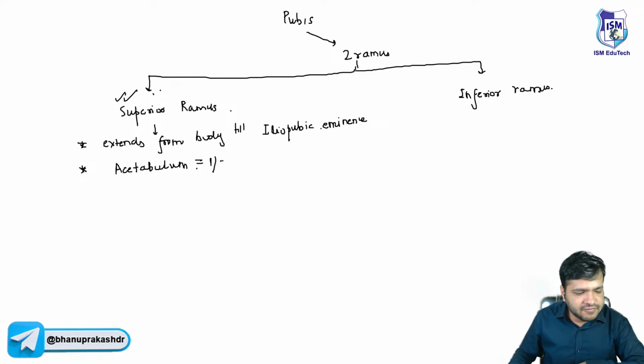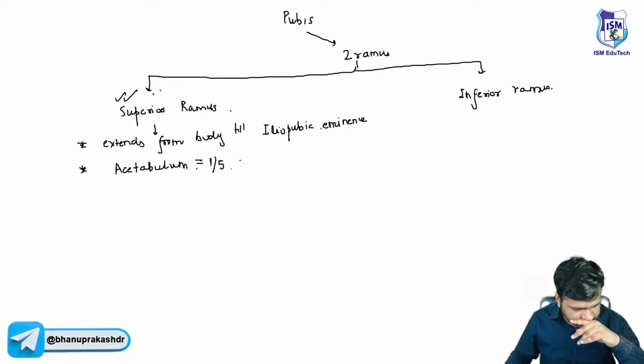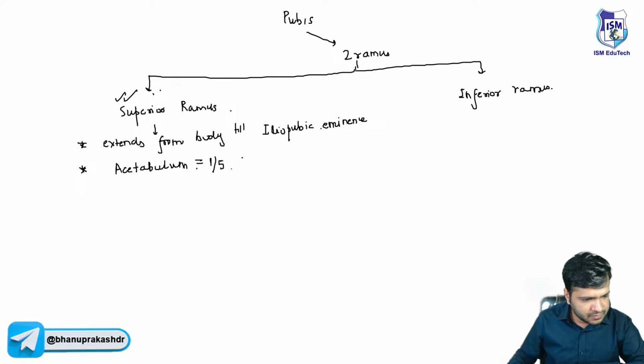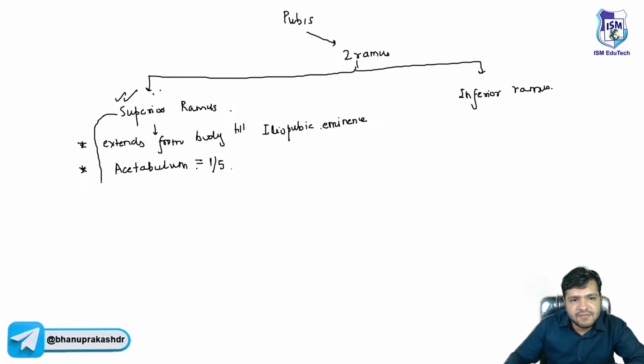Acetabulum, one-fifth part of it is formed by the superior ramus. Remember that this superior ramus, if we take a cross section, has 3 borders and 3 surfaces.